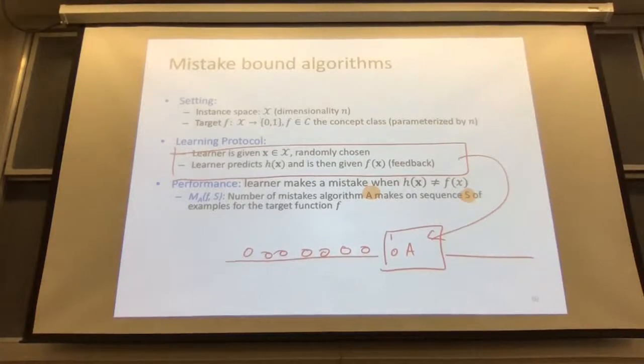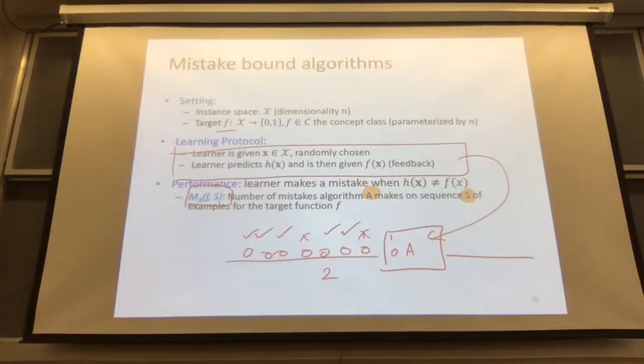Maybe at this point this was a mistake, this was not a mistake, so this was wrong, this was wrong. For this particular sequence, maybe it made a mistake on something and not on some others. Here, M_A could be 2. There are 2 mistakes on this particular sequence, for this particular algorithm, for this particular target function. If it was a different target function, a different sequence, or a different learning algorithm, the count would be different.